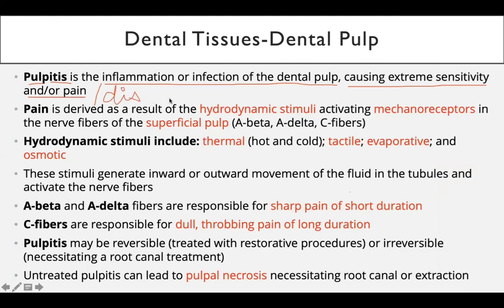Extreme disturbance, more than usual, more than normal. Pain is derived as a result of dynamic stimuli. You know that activating mechanoreceptors, mechanical, in the nerve fibers of the superficial pulp. These fibers are alpha beta, alpha delta, and C fibers. Alpha beta, alpha delta, and C fibers are the fibers in the superficial pulp, and the nerve endings have mechanical cause as a result of hydrodynamic stimuli.